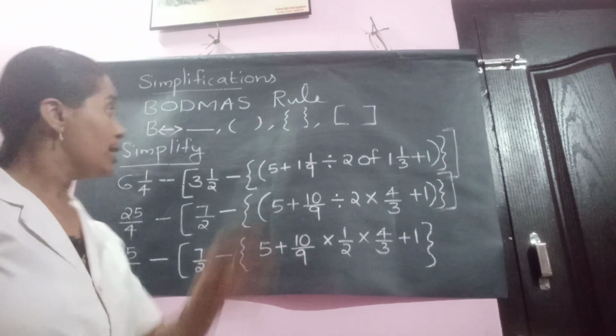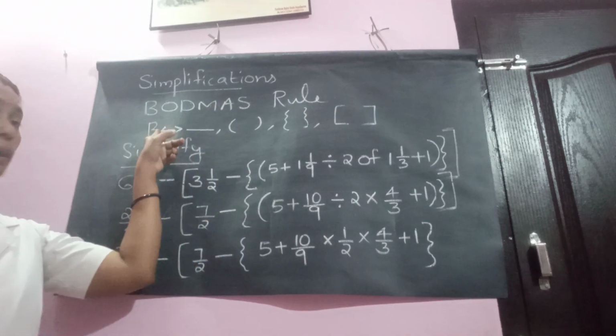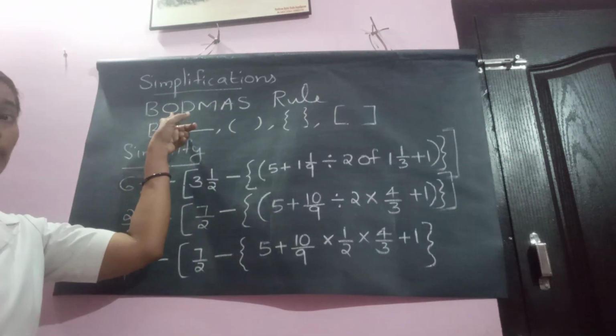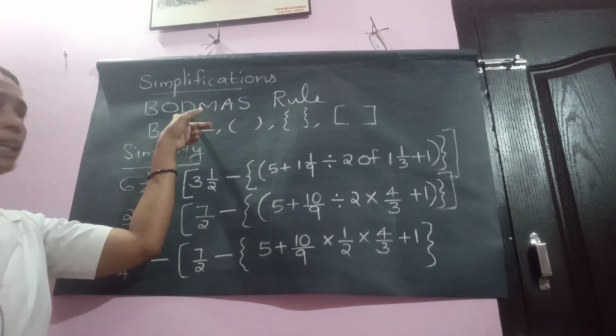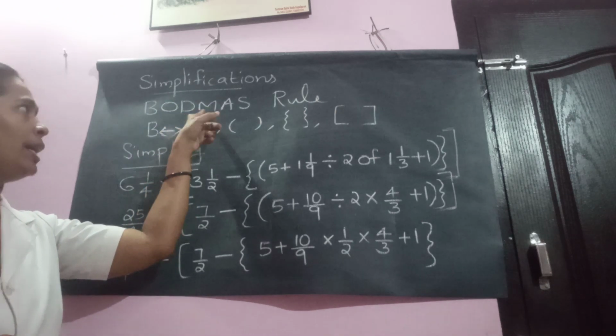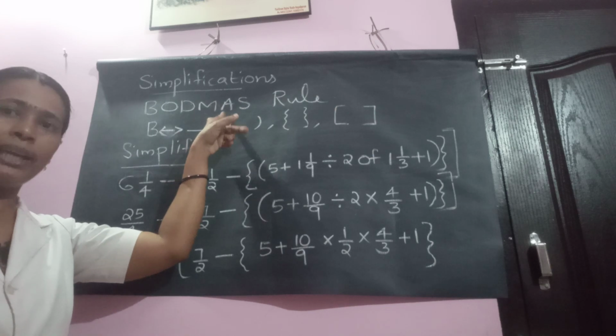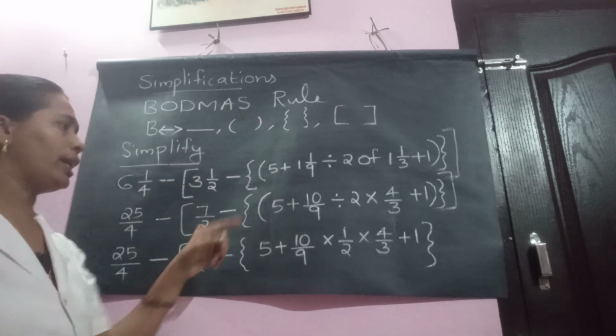Everything is closed. See, BODMAS rule means first open the bracket. Next find out if there is any of. First simplify the same. That is, of means into. Then here comes division. D means division, multiplication, addition, subtraction. Okay. Now let us start.